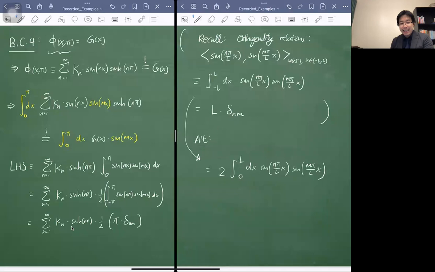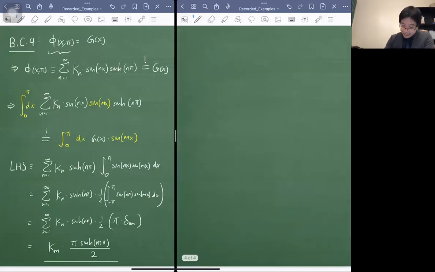This basically collapses the whole infinite series into just one term, where n equals m, leaving you with k_m times pi sinh(m pi over 2). So that's your left-hand side done. And we will look at the right-hand side of this equality, of this demand or this boundary condition.